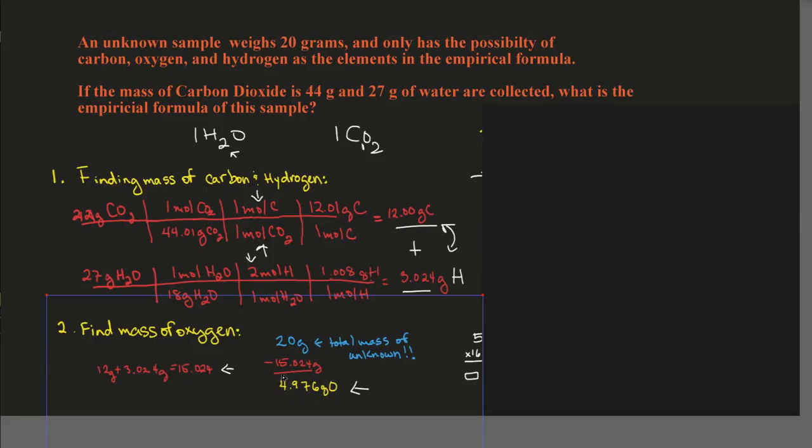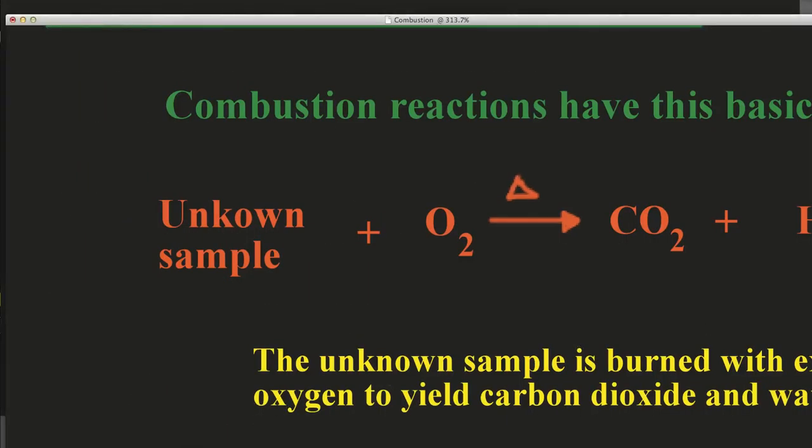There doesn't always have to be oxygen. If you add these two together and you got 20 grams, that meant that there was no oxygen in the sample, and all this oxygen from CO2 and H2O came from the combustion reaction. Remember, we use excess oxygen whenever we're doing that. Remember that? So this was an excess.